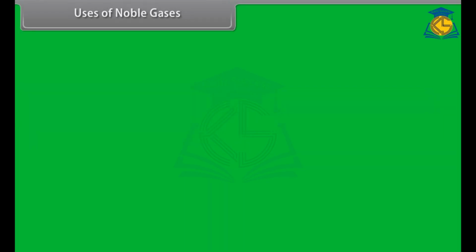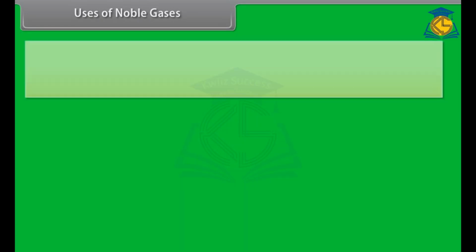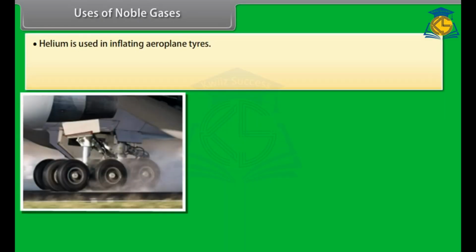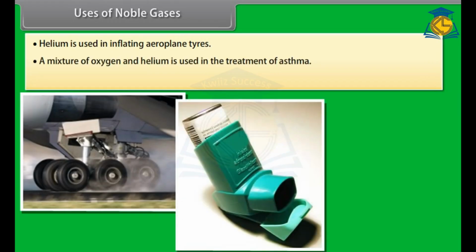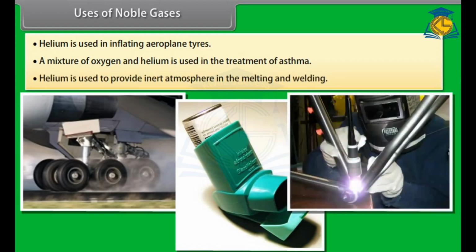Uses of noble gases. The important uses of noble gases are the following. Because of lightness of helium, it is used in inflating aeroplane tires. A mixture of oxygen and helium is used in treatment of asthma. Helium is used to provide inert atmosphere in melting and welding.